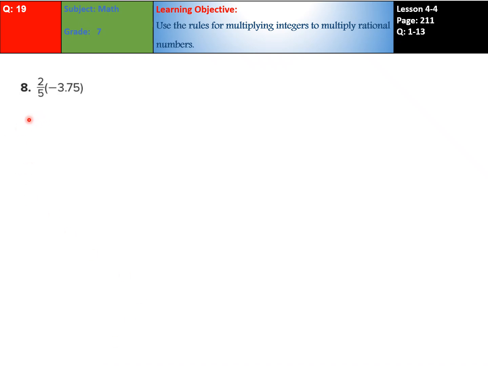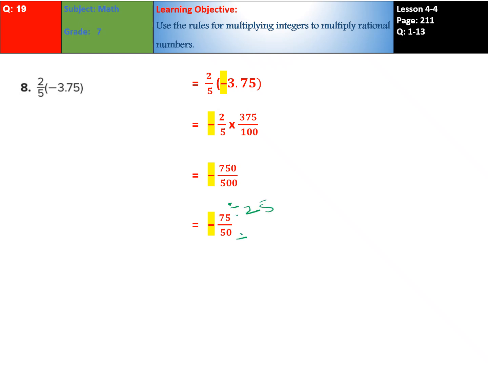Now I have one fraction and one decimal. Opposite signs will give me negative answer. 3.75 gives me 375 over 100. 375 times 2 is 750 and then 100 times 5 is 500. I can cancel a 0 up and down. It will give me 75 over 50. Here I am going to divide it with 25 and 25. That will give me 3 over 2, and as a mixed number it is 1 1 over 2.